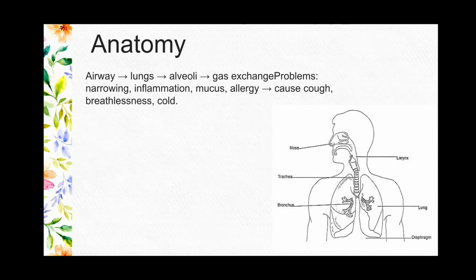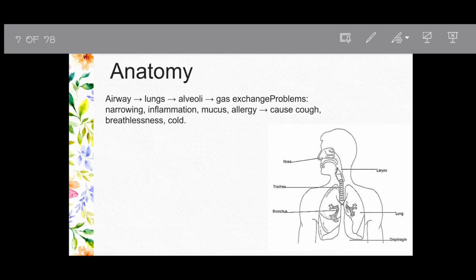Now we'll start from the basics. We'll learn what we need to know about the respiratory system. In anatomy, we know that we have an airway. The airway starts with the nose and ends with the bronchus, bronchioles, and alveoli. This is the ending system.